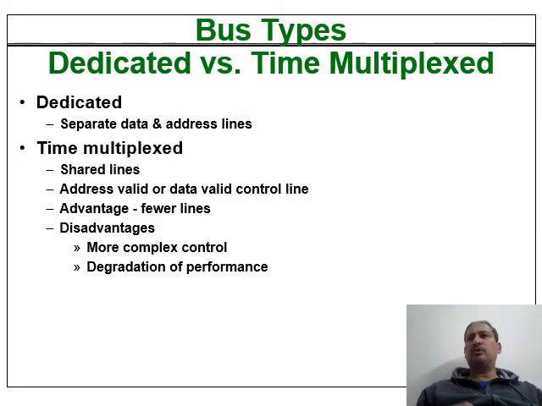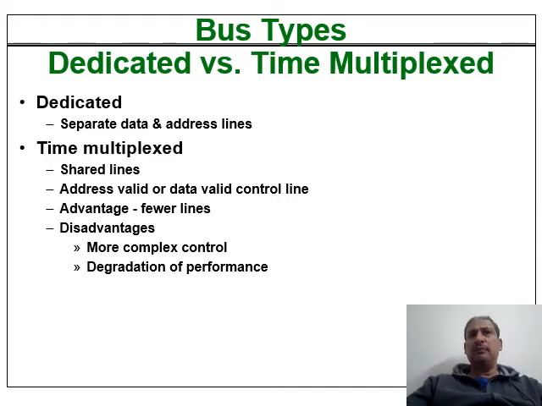Now, let's talk about some of these design issues. You may have dedicated versus time multiplexed buses. Dedicated buses means you have a separate bus for control lines, separate lines for control information, separate lines for data information, and separate lines for address information. Whereas in case of multiplexed buses, the same lines can be used for carrying address as well as data.